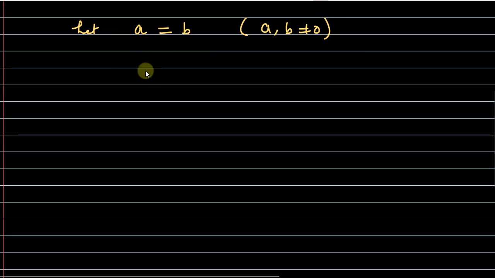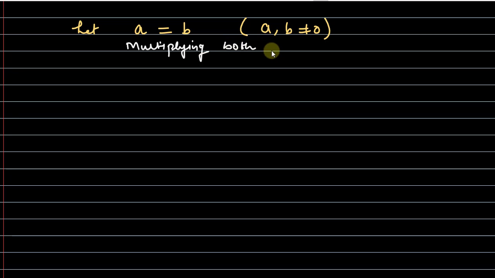If a is equal to b, can we multiply both sides by the same quantity? If I multiply both sides by a, what would be the result? I will get a squared here and ab here.